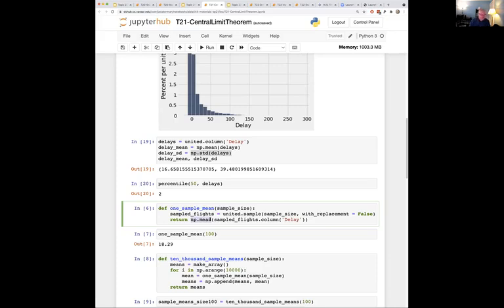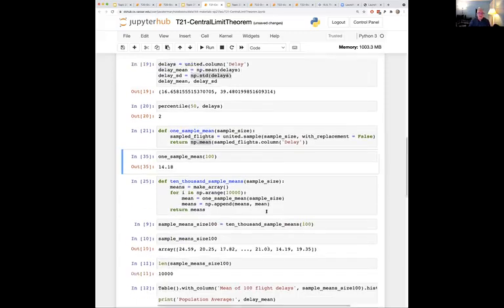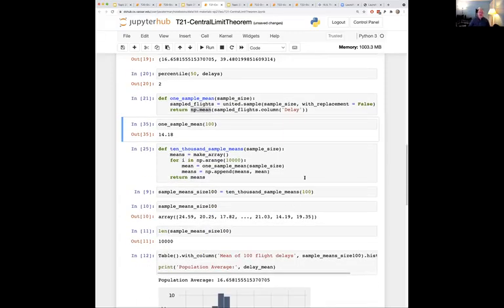Now that we have that, we can run it for any sample size that we want. If we run it with a sample size of 100, we'll see that every time we run it, we get a different value. And you can see that they're not too far away from our mean, which is around 16.6. But we know that because it's random, we're going to get some variation.